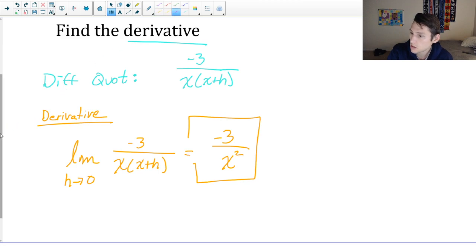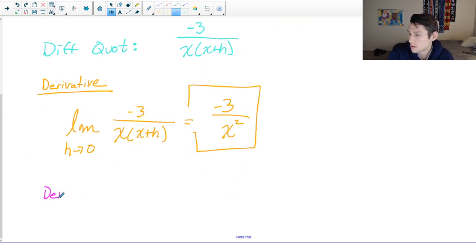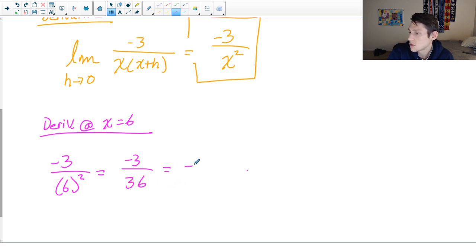But maybe it says find the derivative at x equals 6, let's say. Okay. So to find the derivative at x equals 6, I'll just take this expression, which we had from the previous step, negative 3 over x squared, but instead of x, I'm plugging in 6. So negative 3 over 36, which would be negative 1/12.